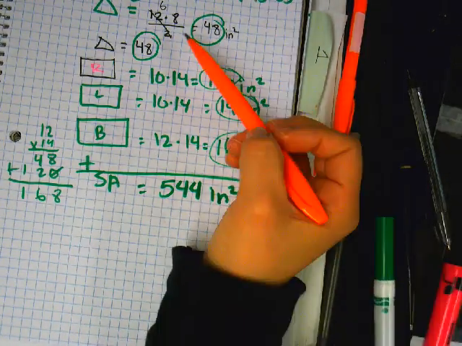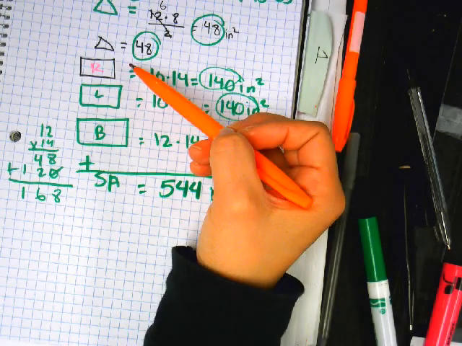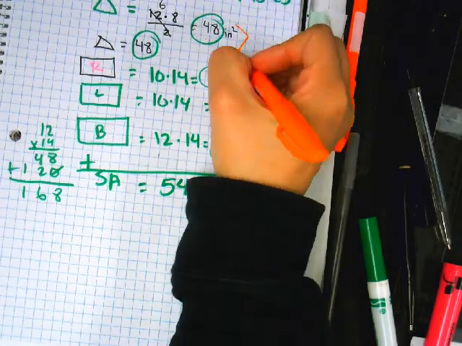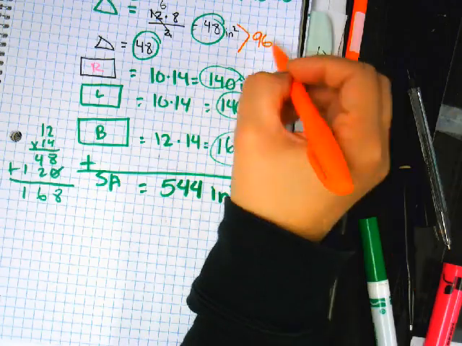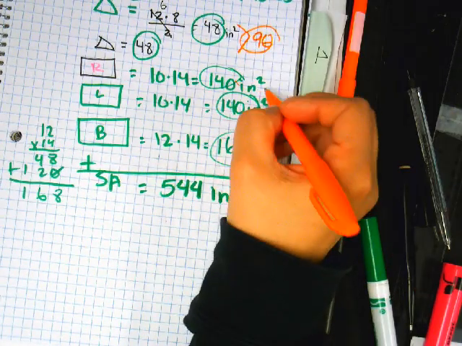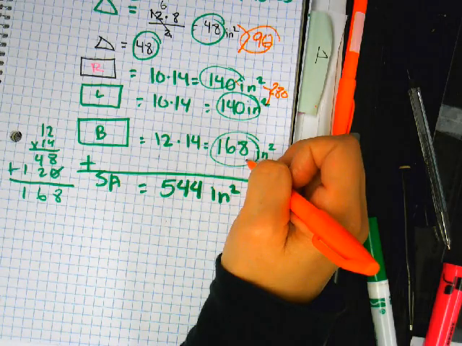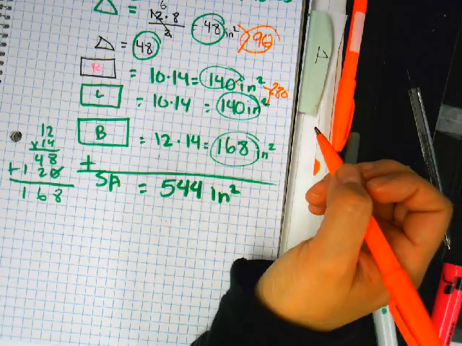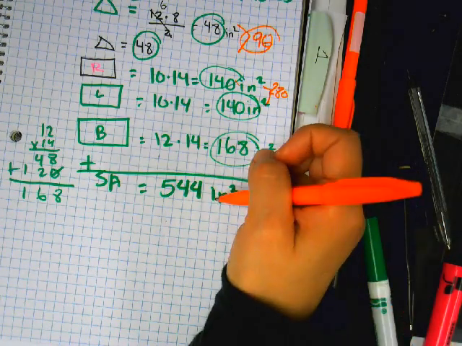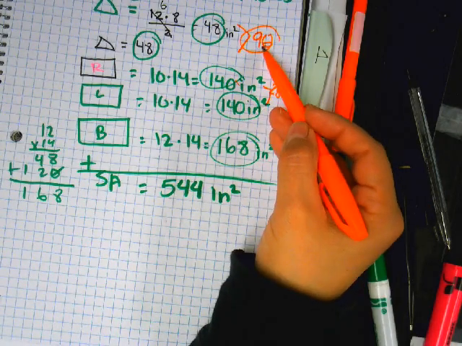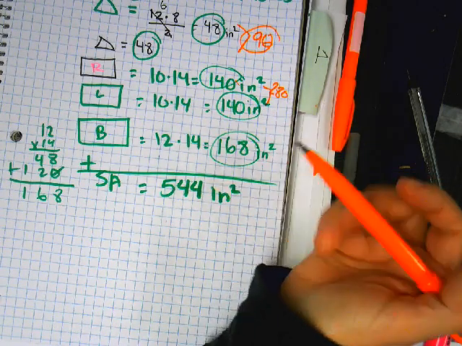So this gives you, 48 and 48 give you 96. This gives you 96, and this gives you 280, and that gives you 168. I would pair them up. That way, if you make a mistake, you can go, did I make a mistake here? Did I make a mistake here?